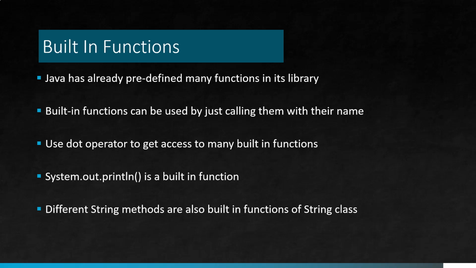So we can use different string methods once we create an object of the String class, which we have already done. So we used so many methods of the String class, like toUpperCase, toLowerCase, length, and the equals method to compare two strings. So there are hundreds of methods which are available in the String class, and you can easily make use of them without writing a single piece of code. So that's the benefit of having built-in functions.